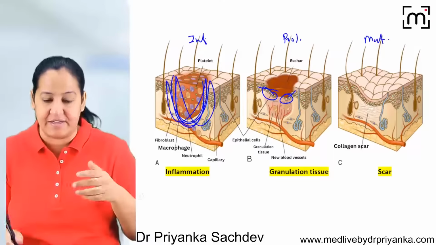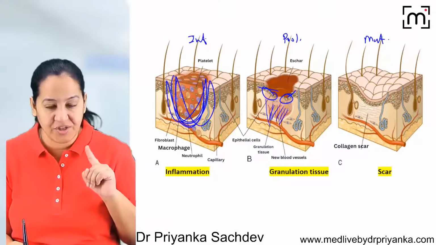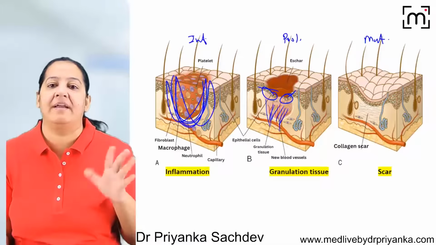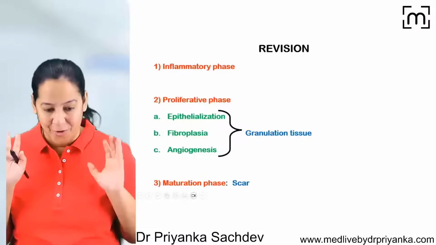It is meeting at the center. Then you can see the fibroblasts are forming, coming and forming the collagen, and angiogenesis takes place. And here finally, acellular scar. Acellular scar. Okay, so I hope you got it.